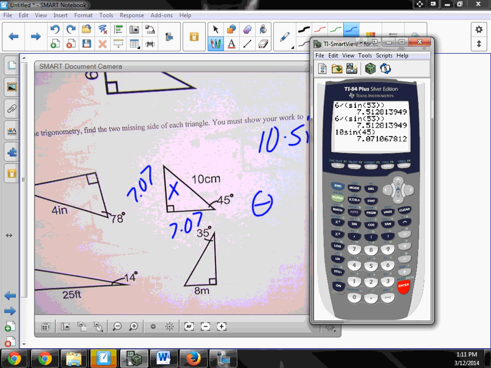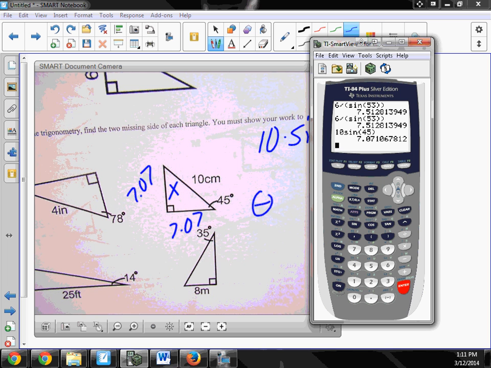7.07. How come? The two angles are the same, so the two opposite sides must also be the same. Yeah, you do need to label the units. I haven't been doing that.